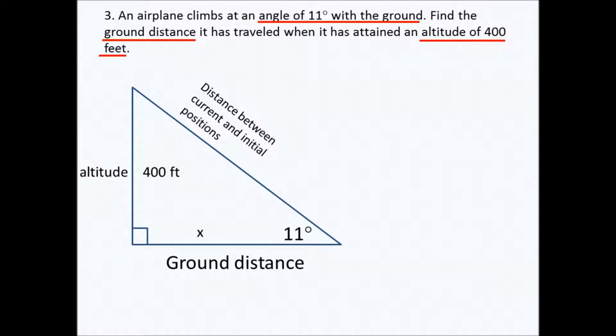The altitude is opposite the angle, and the ground distance is adjacent to the angle. Therefore, we're going to use tangent, which connects opposite side with adjacent side. So tangent of 11 degrees is equal to 400 divided by x. The rest becomes algebra.